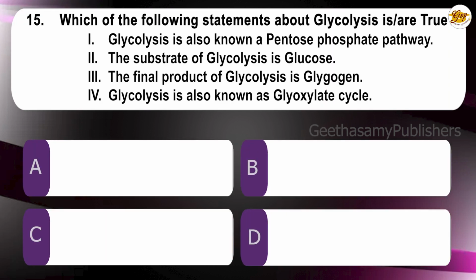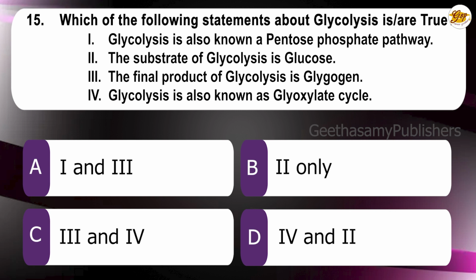15th question. Which of the following statements about glycolysis is/are true? 1. Glycolysis is known as the pentose phosphate pathway. 2. The substrate of glycolysis is glucose. 3. The final product of glycolysis is glycogen. 4. Glycolysis is known as the oxalate cycle. The answers are A. 1 and 3, B. 2 only, C. 3 and 4, D. 4 and 2. The correct answer is 2 only, that's B.